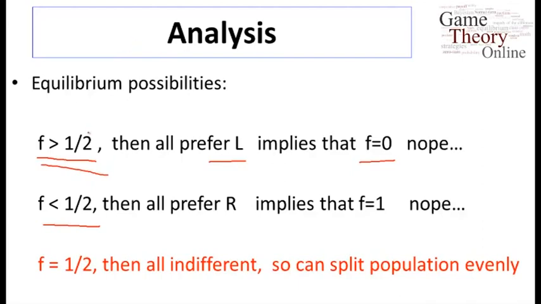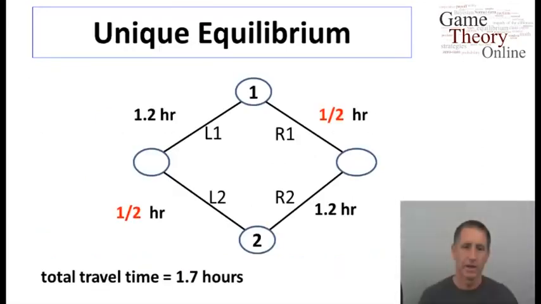Well, that means that the only possibility is that we split the traffic, that exactly half are going left and half are going right, and this is indeed the unique equilibrium. The delay that everybody experiences is 1.2 plus a half, which is 1.7, and this seems very straightforward. Indeed it is, until we introduce the following wrinkle.